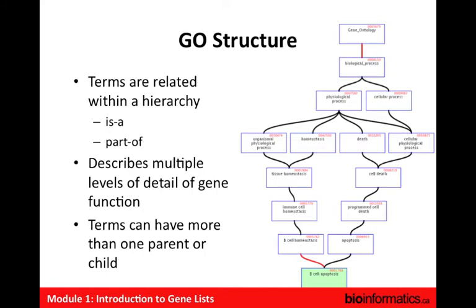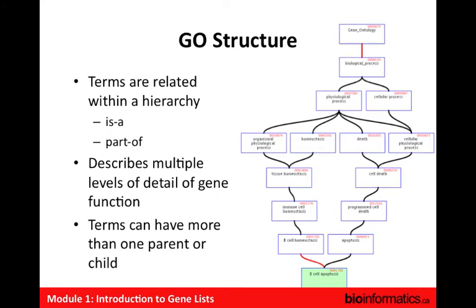So this hierarchy defines gene function at multiple levels of detail. For instance, you have at the top the gene ontology, and then there's biological process and physiological process, and you get more specific all the way down to tissue homeostasis, immune cell homeostasis, B cell homeostasis, and then B cell apoptosis. The things at the top are more general, things at the bottom are more specific, and there's relationships between these terms.